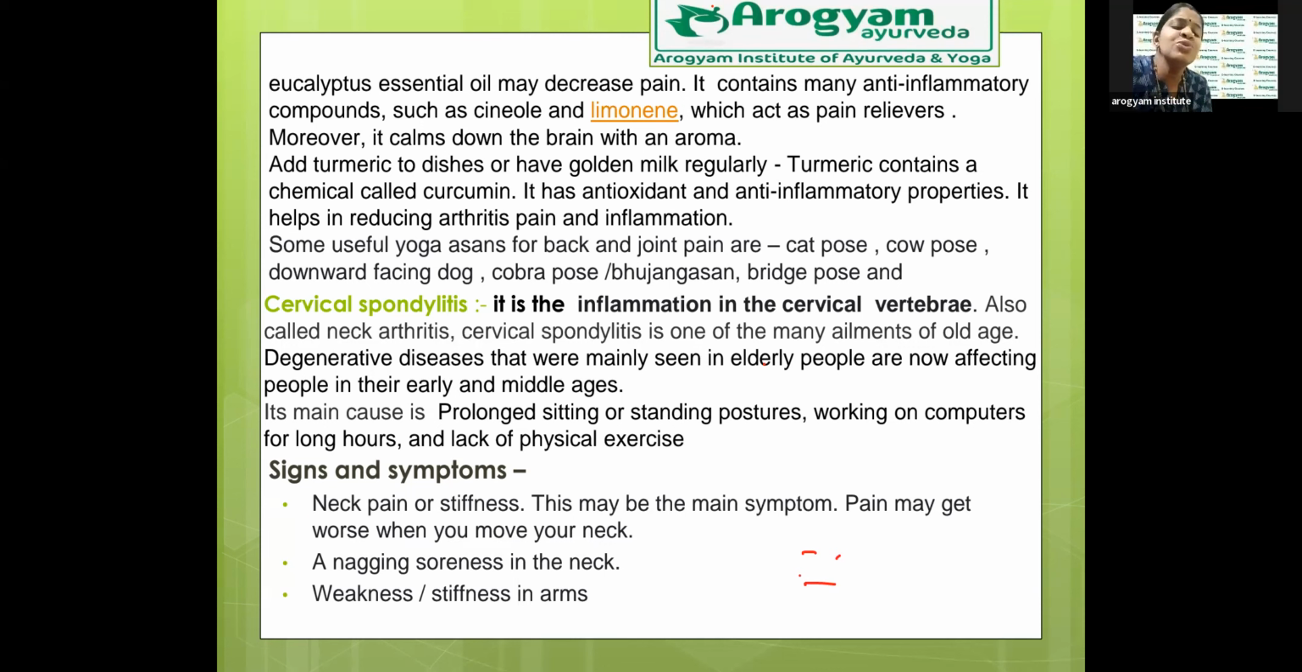So we also have some Ayurvedic medicines which we prescribe. If you want, you can make a note of that, like this Trayodashanga Gugulu, Mahayograj Gugulu, Vedanahara Gugulu, Vatari Gugulu. These are some tablets which are very helpful.